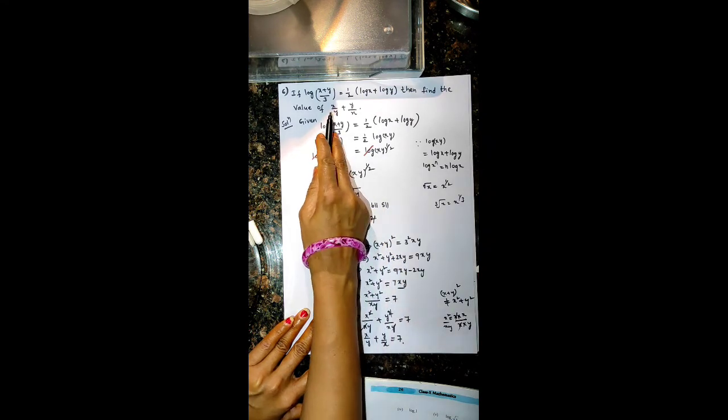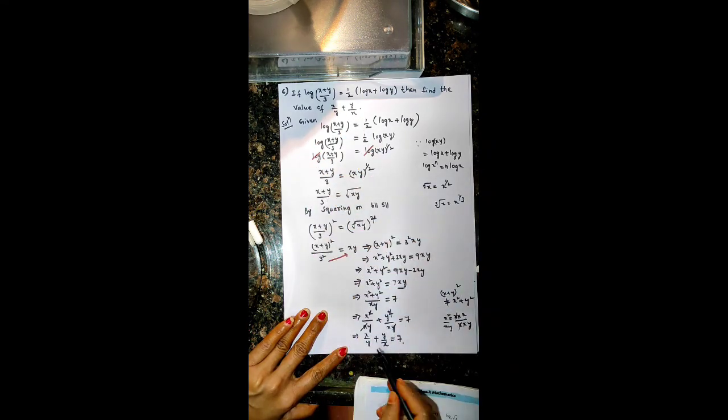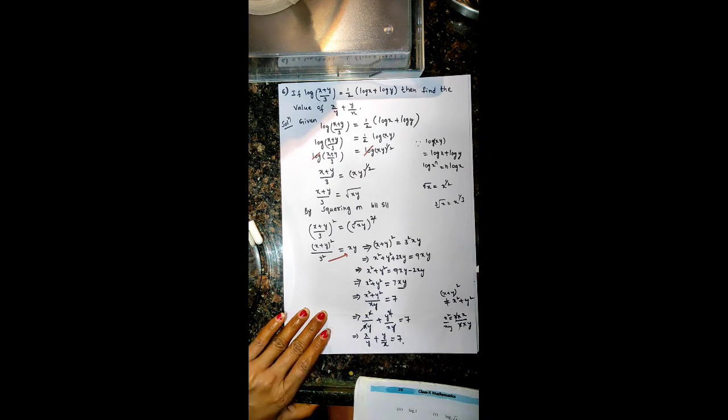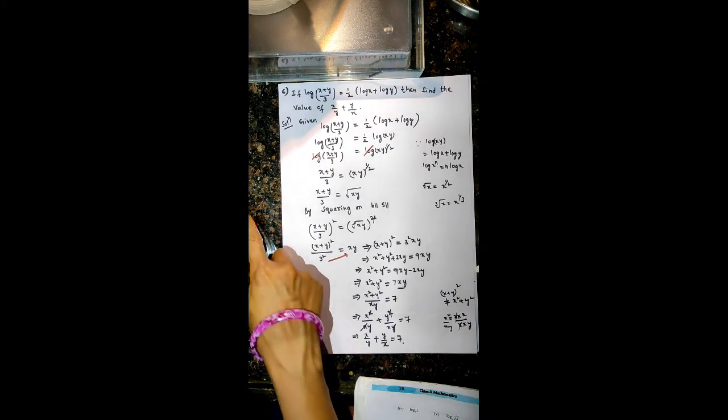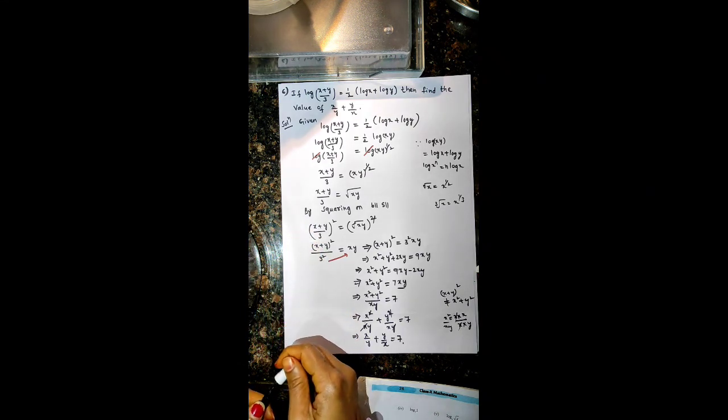What is the value of x by y plus y by x? x by y plus y by x equals 7. Have you understood? Okay, this also I explained to you on the board, but again I explained to you. Okay, thank you.